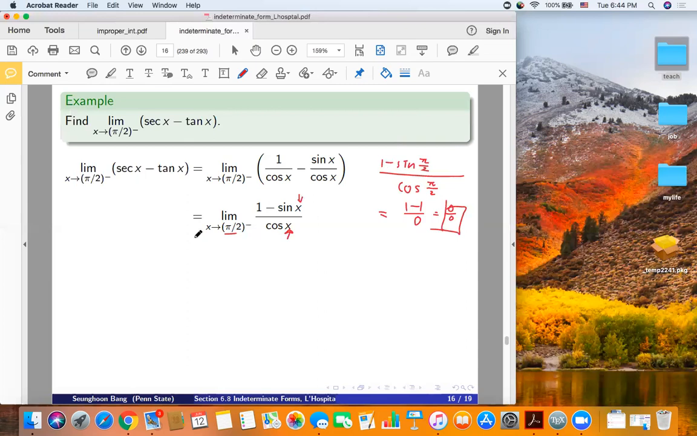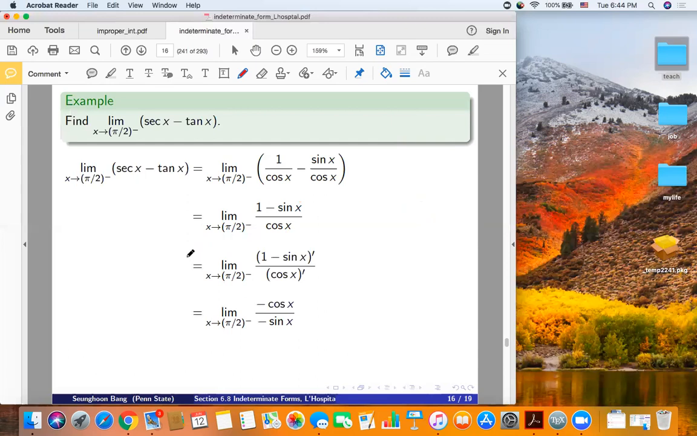So how can you solve? You have to use L'Hopital rule. This is the idea. Sine prime is cosine. Cosine prime is negative sine. So next, you plug pi over 2 into the top one and the bottom one. Cosine of pi over 2 is 0. Sine of pi over 2 is 1. 0 over 1 is just 0. That's it. This is the answer.